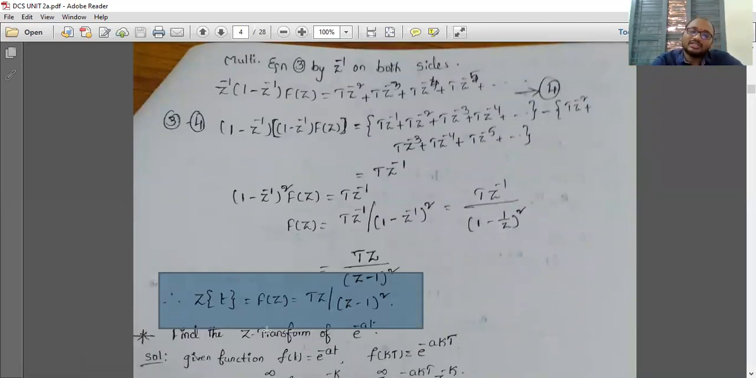So the Z transform of our ramp signal t is equal to Tz divided by z minus 1 whole square.